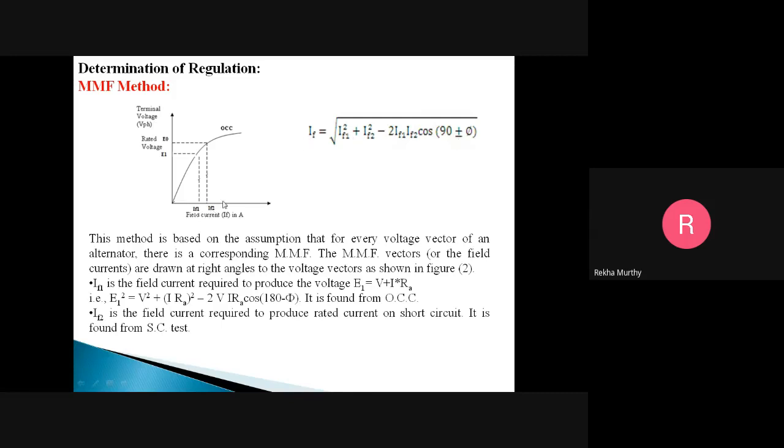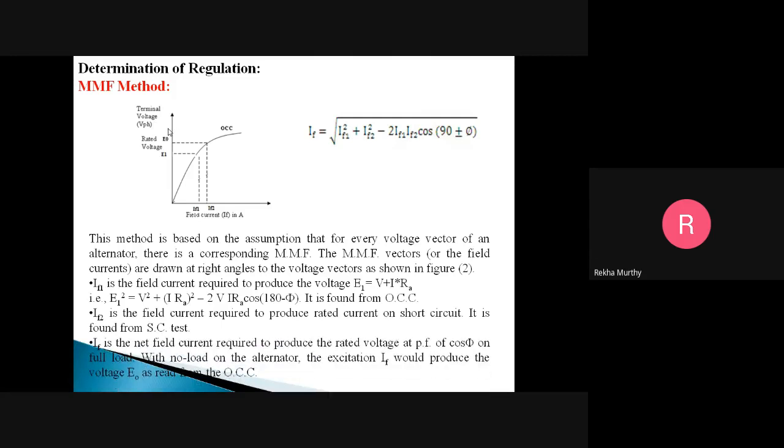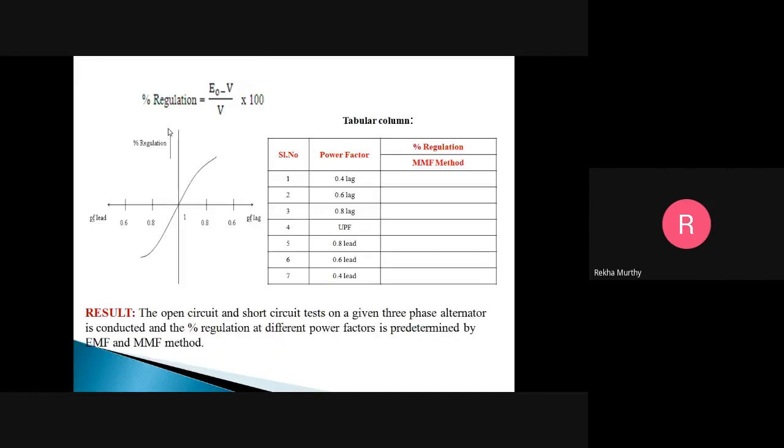So the corresponding IF we will get somewhere here. Let us imagine there is an IF here. The corresponding value which intersects with the OCC curve, the value meeting the y-axis, that value will be the E. That E should be noted down. So we can solve E naught minus V divided by V into 100. This is how the regulation can be solved by using the MMF method. So we have to solve the IF formula.